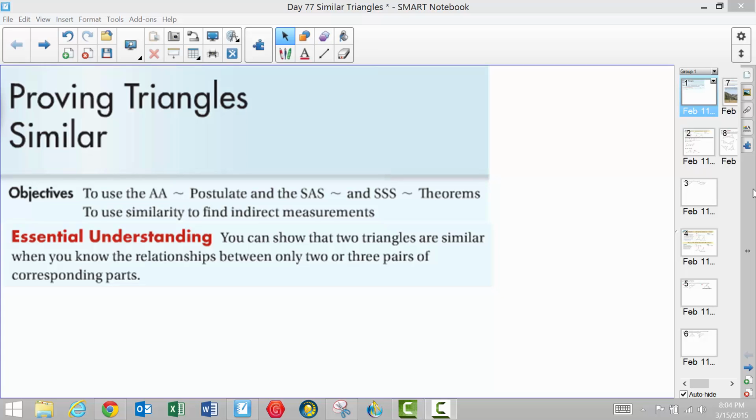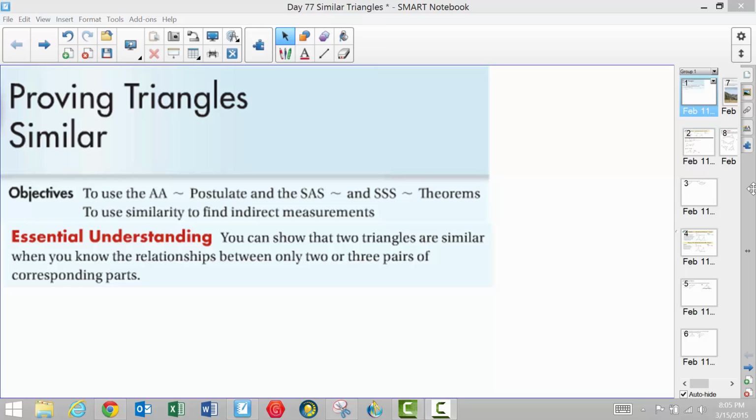Today's lesson will be proving triangles similar. Our objective is to use the angle-angle postulate and the side-angle-side and side-side-side similarity theorems to use similarity to find indirect measurements. So basically, if we use angle-angle similarity, side-angle-side similarity, or side-side-side similarity, we can prove that the triangles will be similar. Don't get confused with the rules of congruent triangles. Here we're going to deal with similar triangles, not congruent triangles.